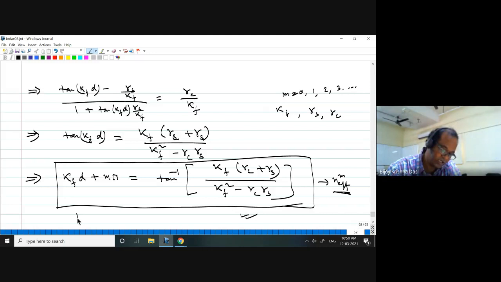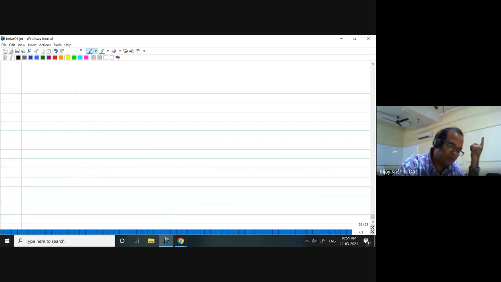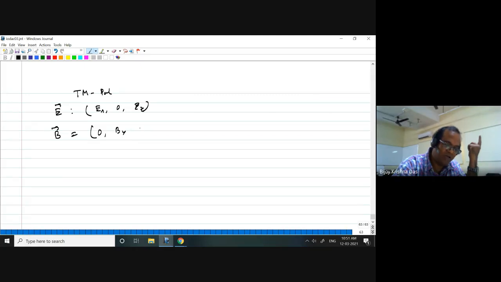This is for TE polarization, right? Why is it TE polarization? We have started with the EY field. Tangential component I applied for EY, and their tangential component boundary condition you will be applying for what? BY. Is that correct? For TM polarization, the electric field will be something like EX, 0, EZ, and B will be equal to 0, BY, 0.